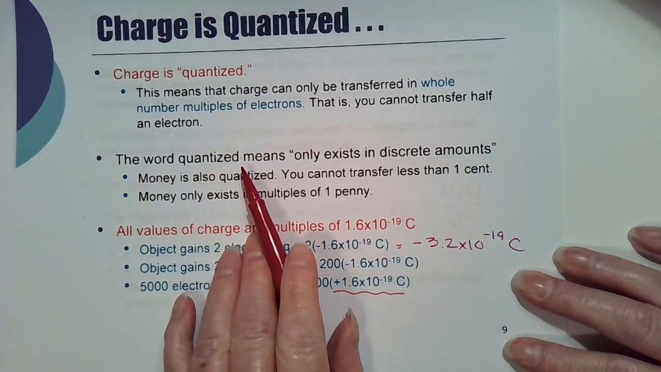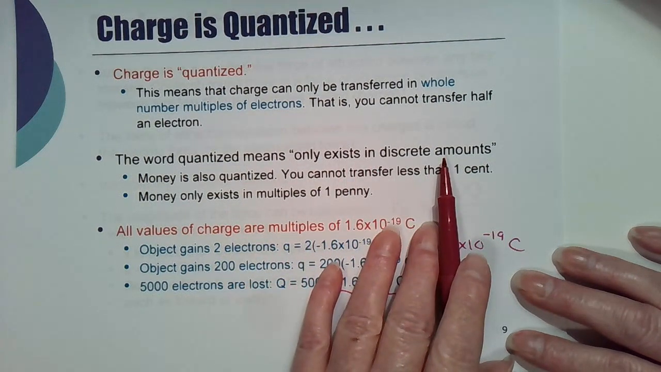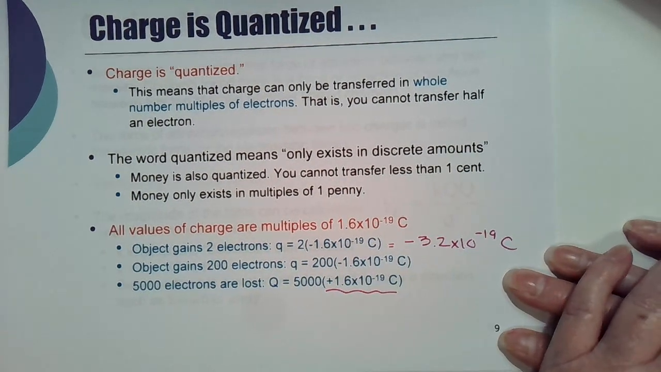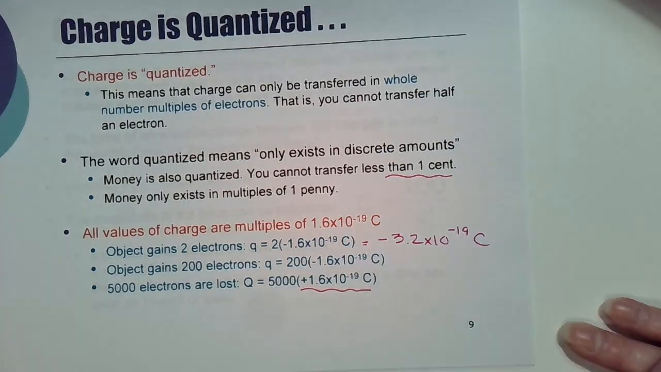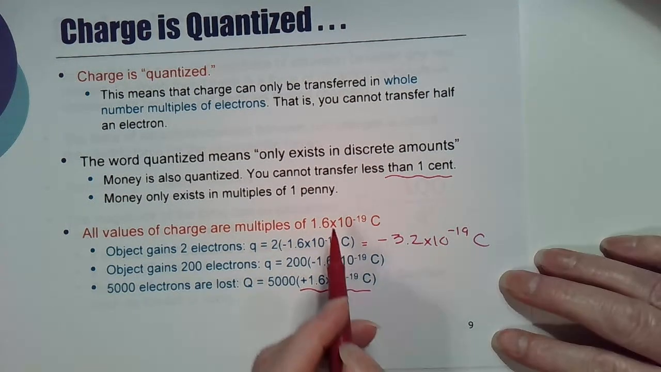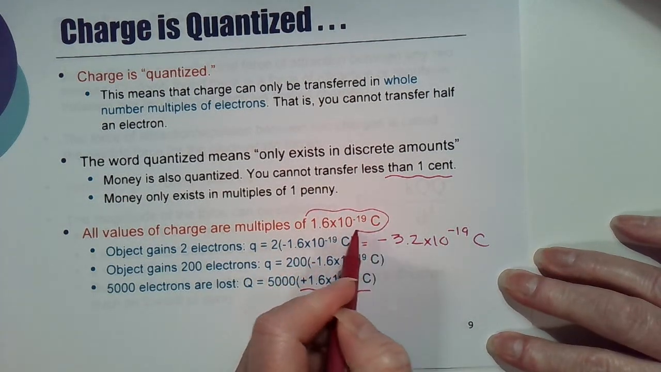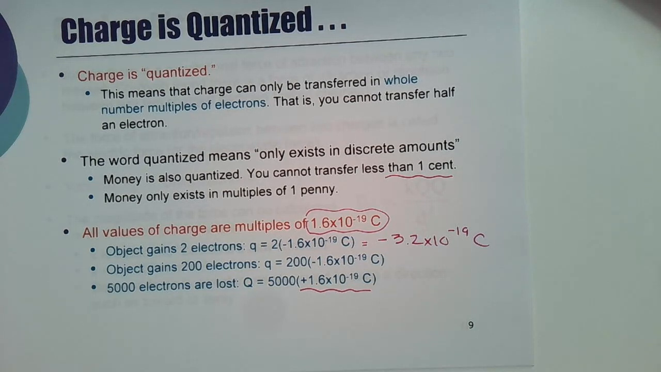And in real life, something else that is quantized is money. Money, the smallest piece that you can have is 1 cent. You can't give somebody 1.5 cents. You either get 1 cent or you get 2 cents. And that's the same thing with charges. Every single charge is some sort of multiplier of this number.